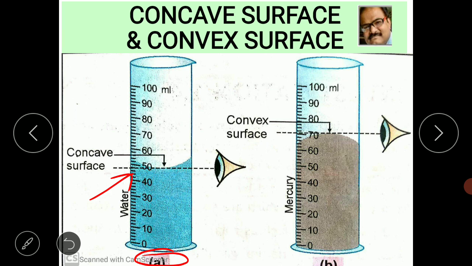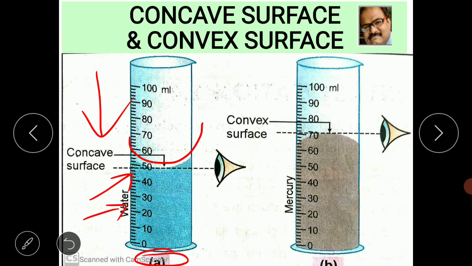In case of a liquid which wets the sides of the graduated cylinder, for example water, it can be alcohol also, the level is concave. As you see in the picture, it is concave, which is the level is bulging down. It is called concave level. We have to look at the mark which appears to touch the lowest level of the concave surface.